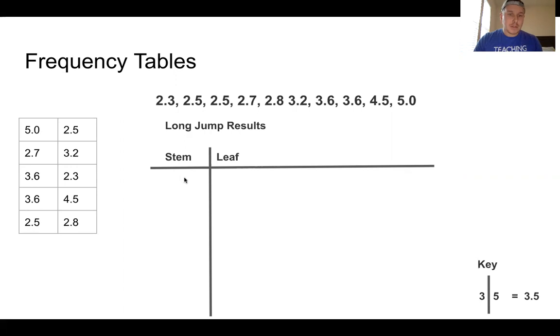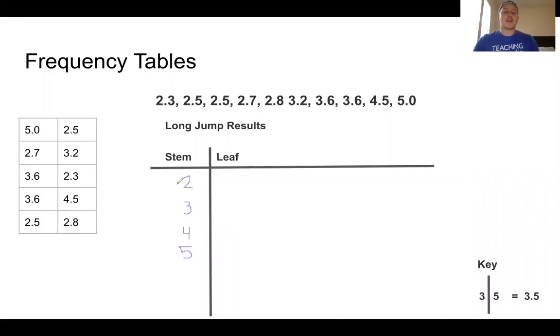I'm going to go ahead and start at 2, okay? So we have a couple that are in 2. We have a couple that are in 3. We have one that's in 4 and one that's in 5. So even if we only have one, or even if there's 0, let's say we didn't have this 4 and 5/10, we would still put it in there. We just wouldn't put any leaf to go with it, okay?